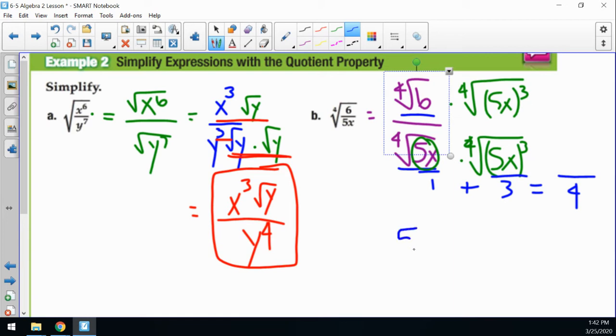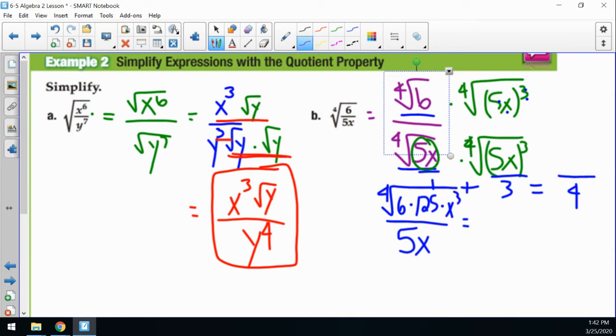I get 5x on the bottom, okay? The 4th root and the 4 of them canceled out. And on the top, I'm going to simplify this. Well, 5 to the 3rd, if you wanted to do this on a calculator, is 125. And x to the 3rd power is x to the 3rd. So I'm going to have the 4th root of 6 times 125 times x to the 3rd.